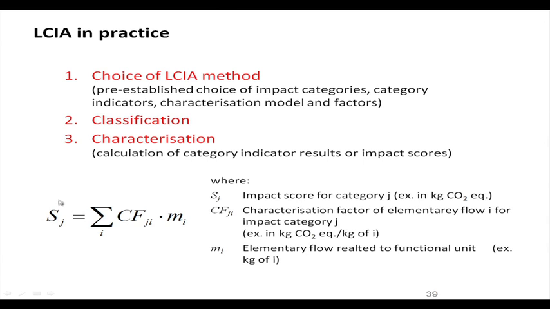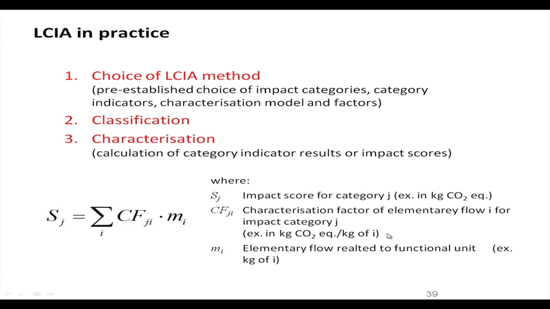Say, for example, if you want to get the impact score for category J. This is your Sj, which will be a summation of all the characterization factors for the elementary flows for that particular impact category. So you have the characterization factor for elementary flow i for the impact category j. You basically add them up, and then there is how the elementary flow is related to the functional unit, so for example, kg of i.